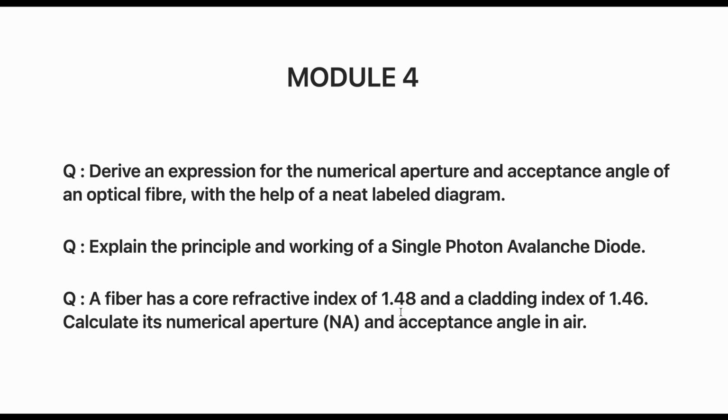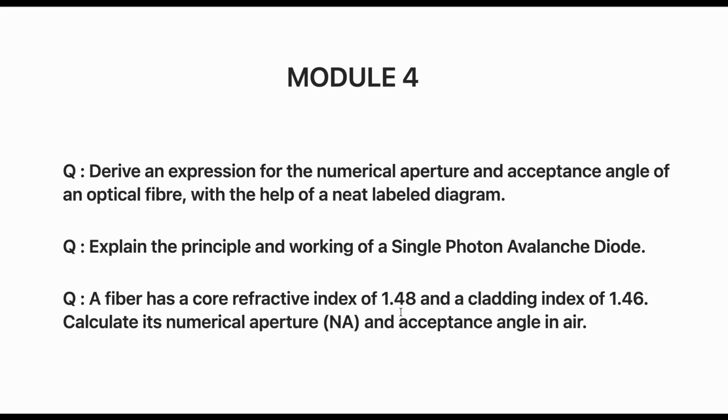Now move to our third question, which is: a fiber has a core refractive index of 1.48 and a cladding index of 1.46. Calculate its numerical aperture and acceptance angle in air. So this is the most important question from module 4. I already solved it in my video. You go and check it from there.